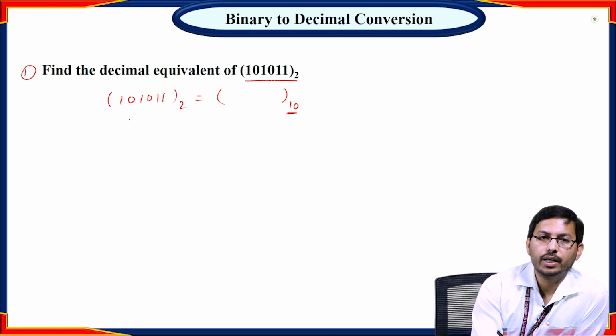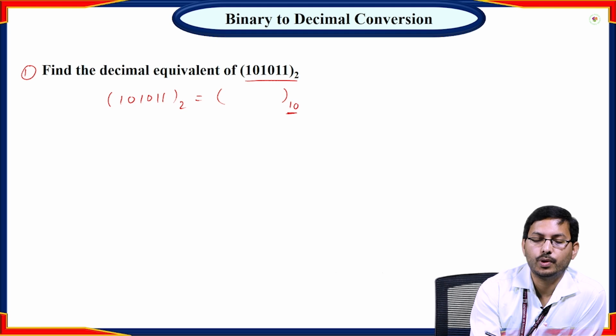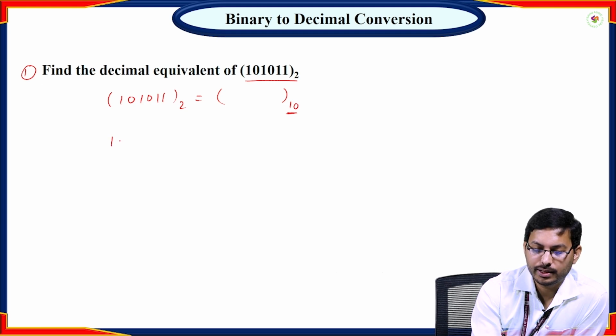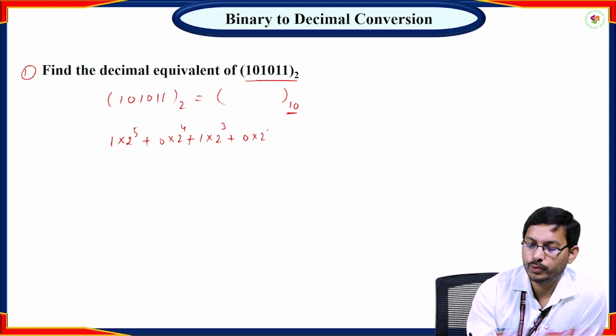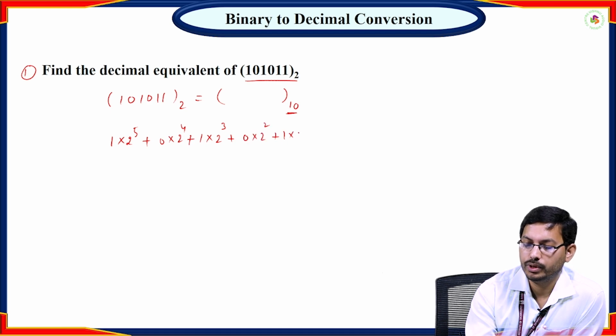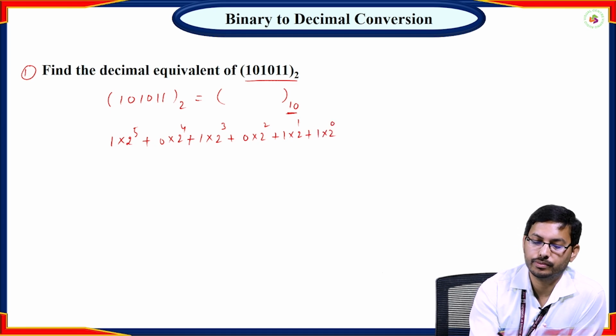So for this one, what we have to do is multiply each and every bit with 2 power 0, 2 power 1, 2 power 2 and so on, right? So like that, if you take this number, here 2 power 5 plus 0 into 2 power 4 plus 1 into 2 cube plus 0 into 2 square plus 1 into 2 power 1 plus 1 into 2 power 0.